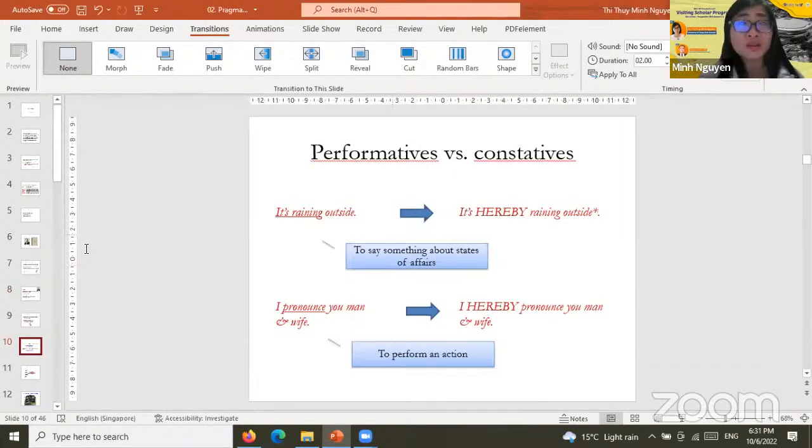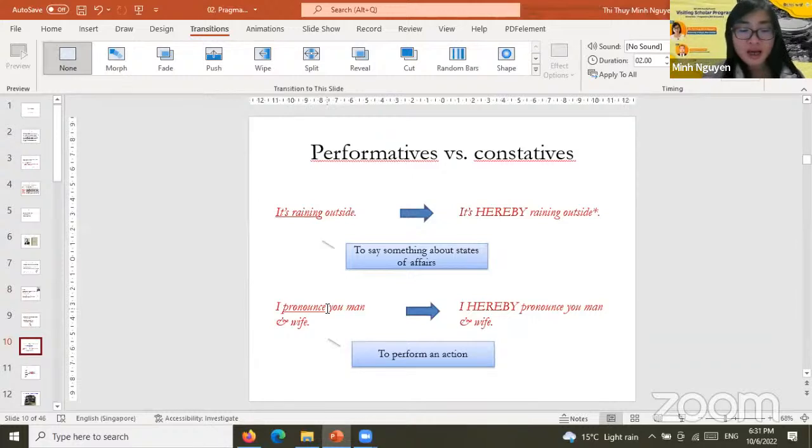Looking at it for, we can say, syntactic and functional properties. Syntactically speaking, or in terms of grammar, constatives can take verbs in any tense, any aspect. So you can say it's raining outside. But performatives can only take what we call a performative verb. Pronounce is a performative verb, and performative verbs are verbs that are used to do things.